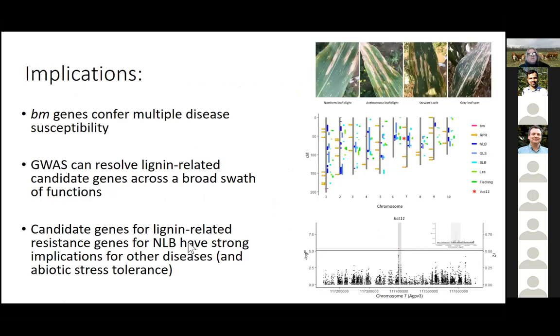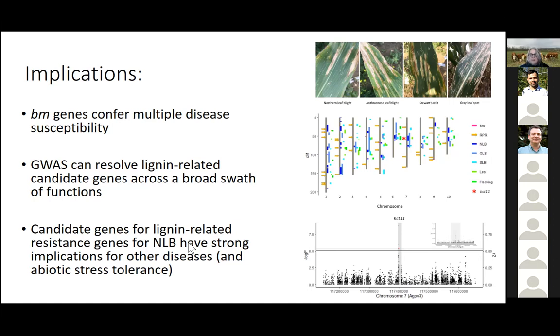Implications: brown midrib genes confirm multiple disease susceptibility, not necessarily resistance, but susceptibility. GWAS can resolve lignin-related candidate genes across a broad swath of functions. So we have some that are involved in development, some that target the brown midrib loci or genes within that family, some that target the monolignols, and some that target the flux between the phenylpropanoid pathway and the monolignol pathway. So we have candidate genes for lignin-related resistance genes that have strong implications for other diseases.